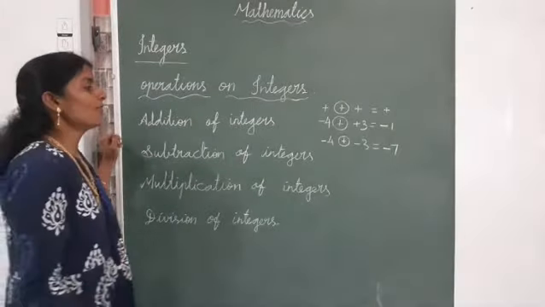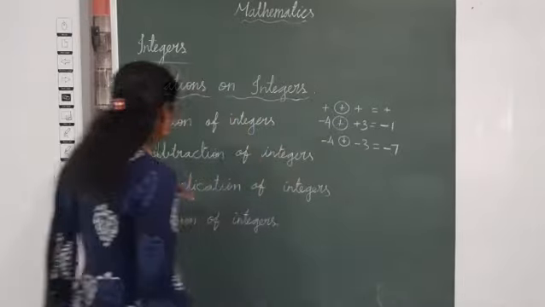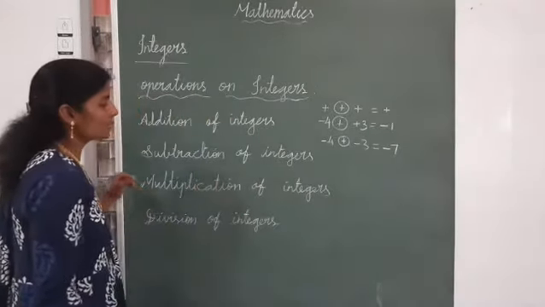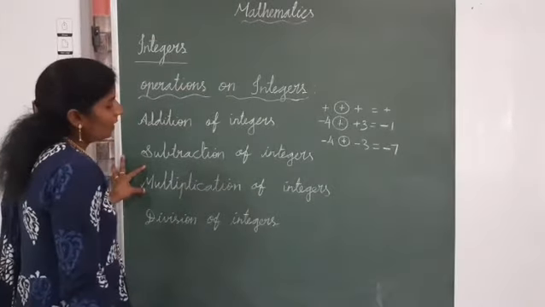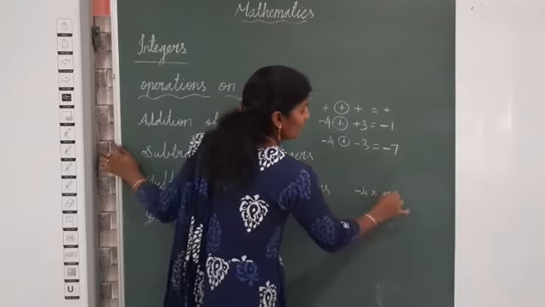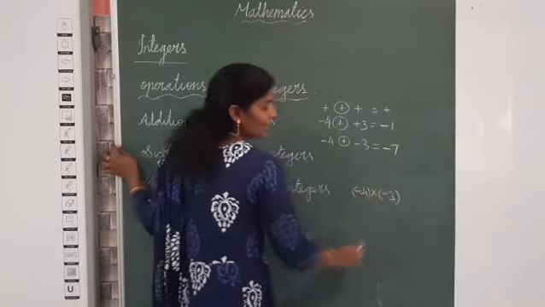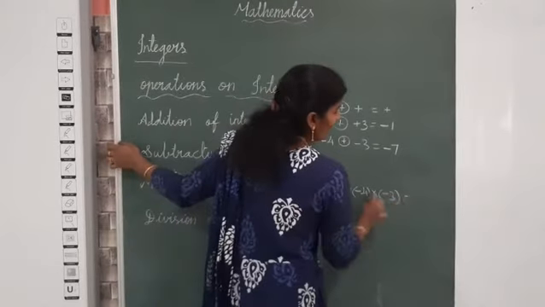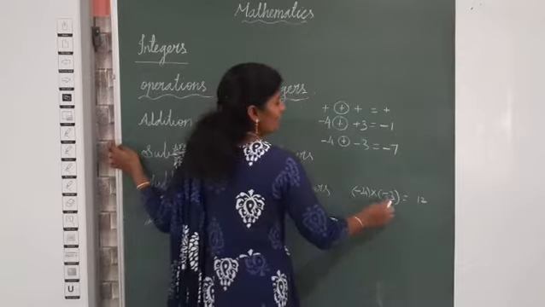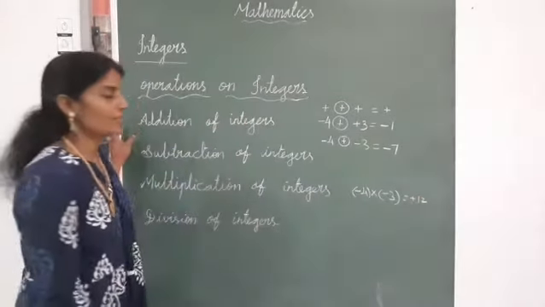Then subtraction of integers also uses the same method, the same rule. Then multiplication of integers. Now here, minus 4 into minus 3. Same sign. We multiply 4 times 3, which is 12. Same sign, minus into minus is plus. Same sign means that is always positive.